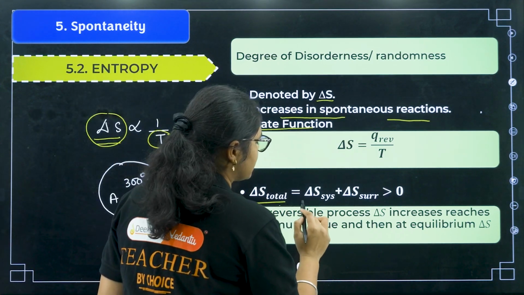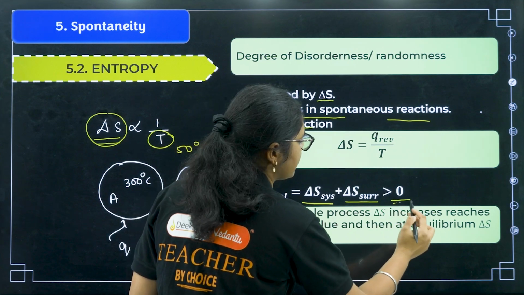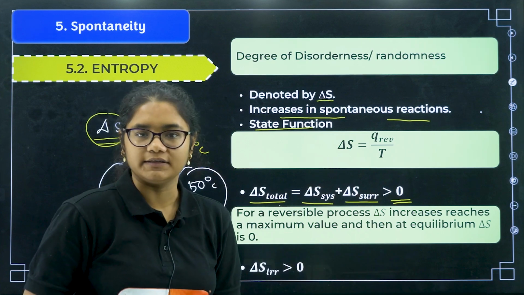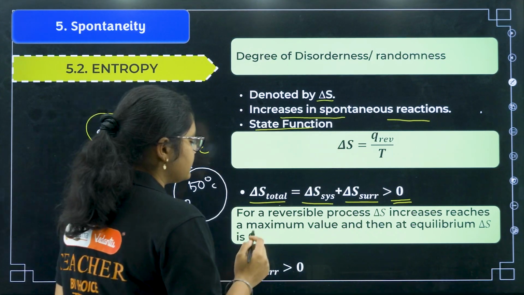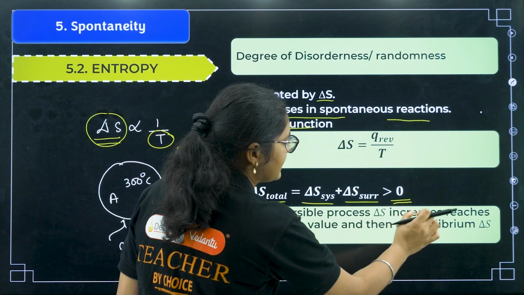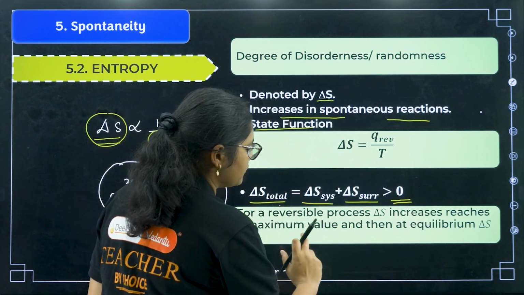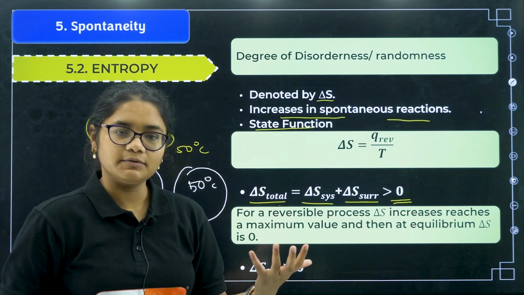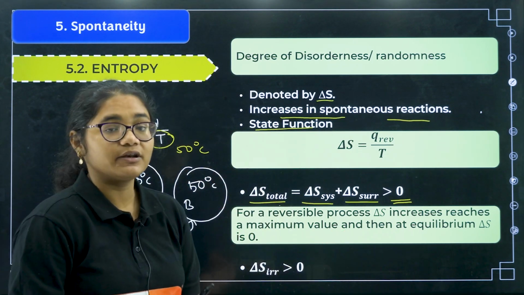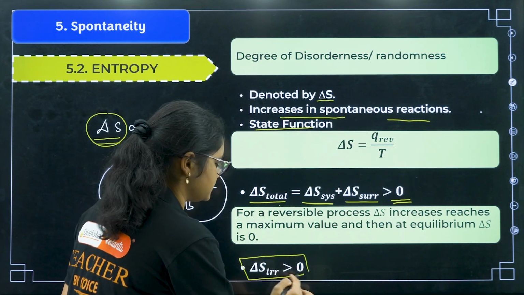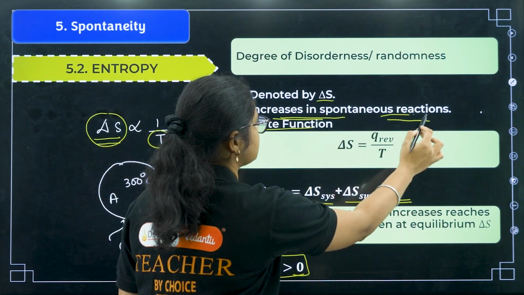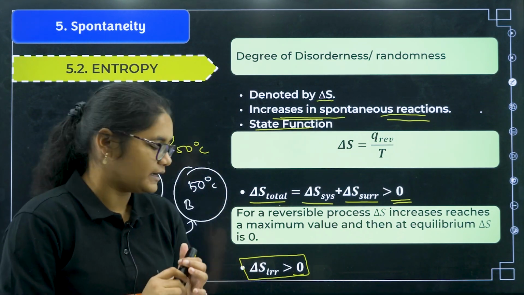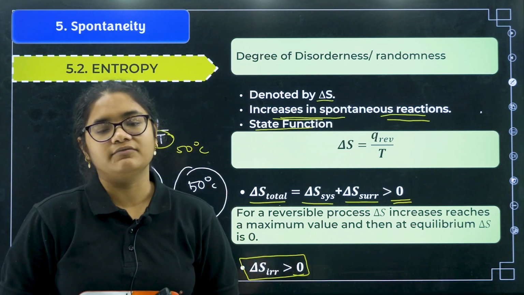Now delta S total is delta S system plus delta S surrounding, which is greater than 0. So always the total entropy will be greater than 0. Now we have another thing here. For a reversible process, delta S increases, reaches a maximum value, and then at equilibrium delta S is 0. So for a reversible process delta S is 0, but for an irreversible process delta S is greater than 0. We have discussed this one. It always increases in a spontaneous reaction, and we have discussed that spontaneous reactions are irreversible, so that is why delta S is always greater than 0 for irreversible reactions.